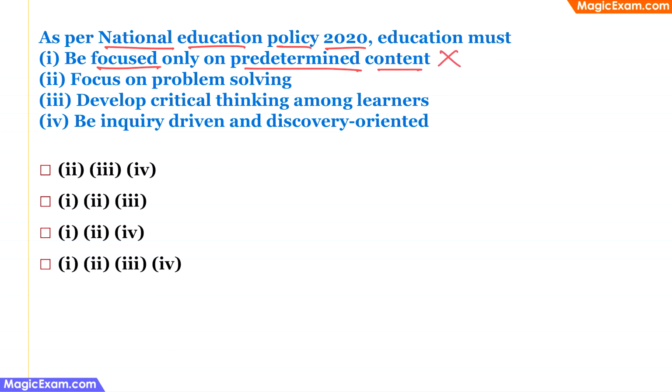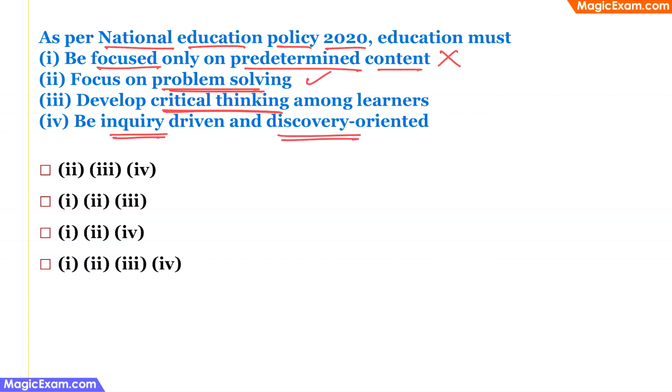Next, focus on problem solving. This is correct, because the NEP says that children should develop problem solving skills and abilities. Similarly, they should develop critical thinking, and children should develop the attitude to inquire about things, to question things and discover a lot of knowledge by themselves.